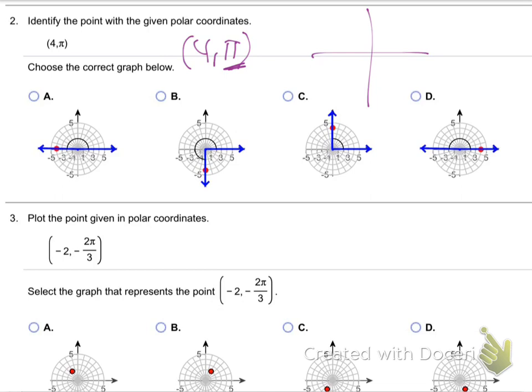So pi radians. Where's that? That's back here. That's 180. So you aim the cannon this way, right? And you shoot how far in that direction? 4. 1, 2, 3, 4. Does that make sense? Aim at pi, shoot 4. Which one does that? Yeah, looks like A is doing that. See where the red dot is? It's where the cannonball falls. Good.